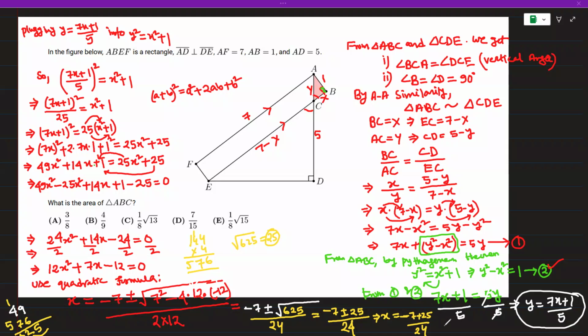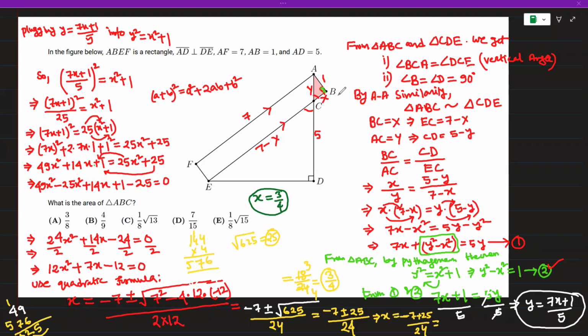So 25 minus 7 equal 18 over 24. If we divide both numerator and denominator by 6, we get 6 times 3 is 18, 6 times 4 is 24. So we are getting 3 over 4. So that means we got the value of x equal 3 over 4.